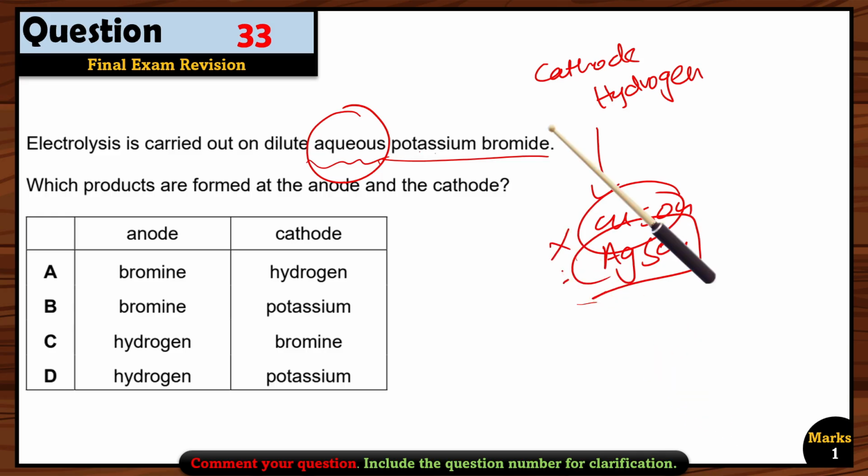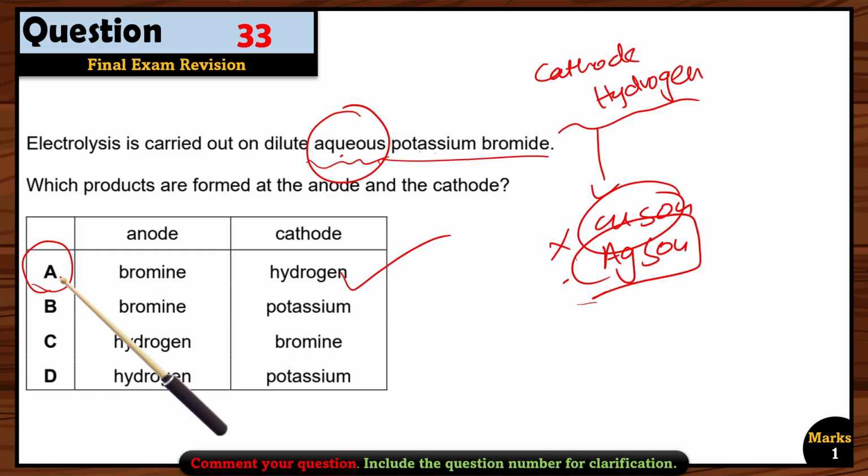But for all other options, if you see the word aqueous or the word solution, the cathode product will always be hydrogen. So can you see the product of the cathode? It's hydrogen. So this option is the only right option here. You can directly choose option A.